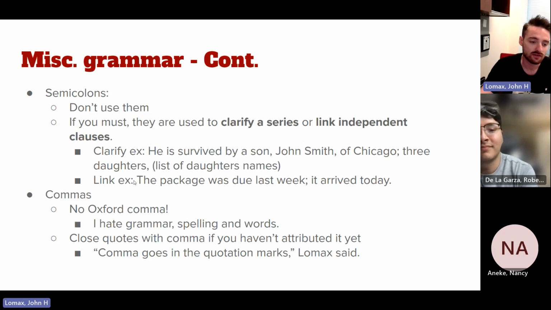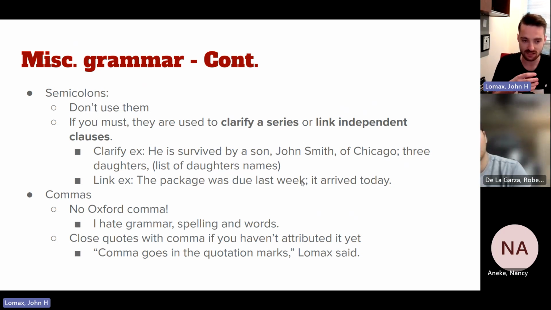And then you also can link two independent clauses. The package was due last week; it arrived today. And that's something that you would only ever really use in a quote. Some of these marks are good for translating quotes, because this is something that somebody could have said speaking and it would have made sense. There's a lot of intonation that goes in there to make this sentence make sense. Like, the package was due last week, it arrived today. What we're trying to communicate there is that somebody's frustrated with it arriving today, even though it was due last week.